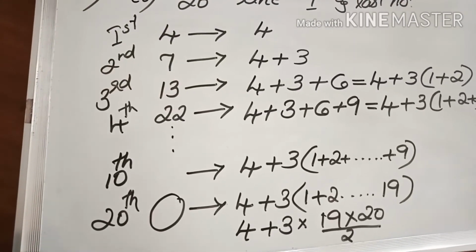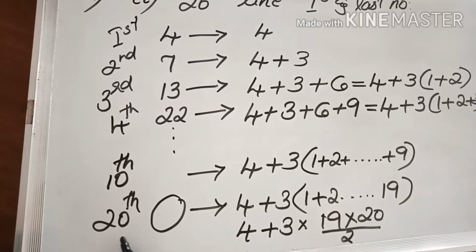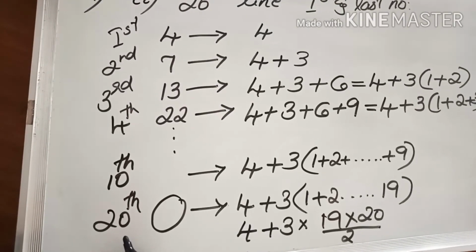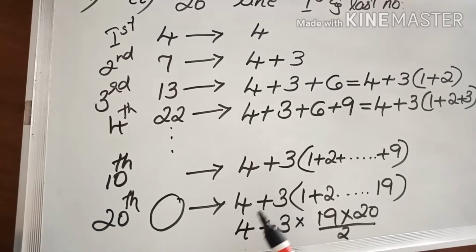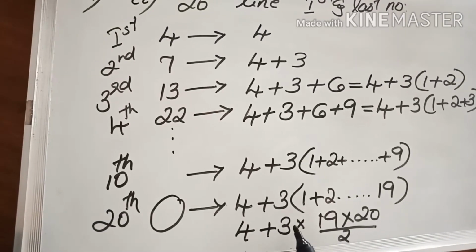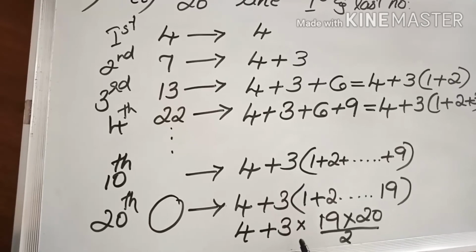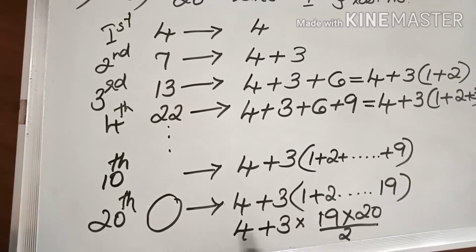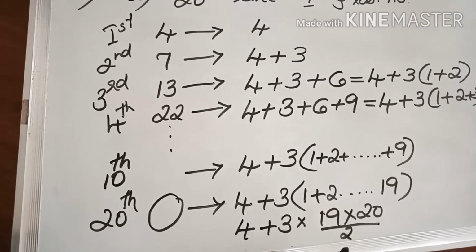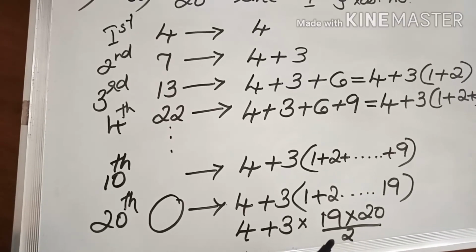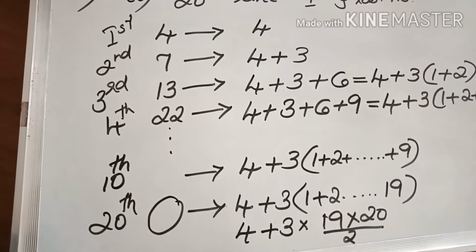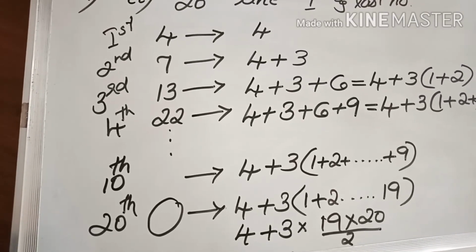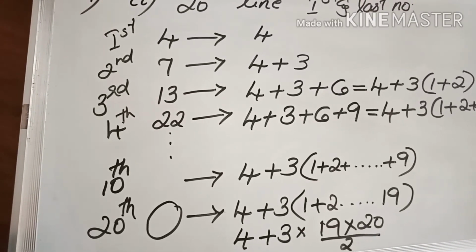Now to find the last number in that 20th line: in the 20th line, 20 numbers will be there. That means the first number plus 19 times the common difference, you can add. Then you will get the last number. So try to do this last number. This is the last problem of our first chapter. So the chapter is over. Learn properly. Learn all the equations.